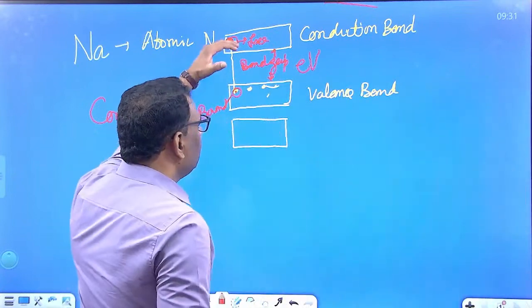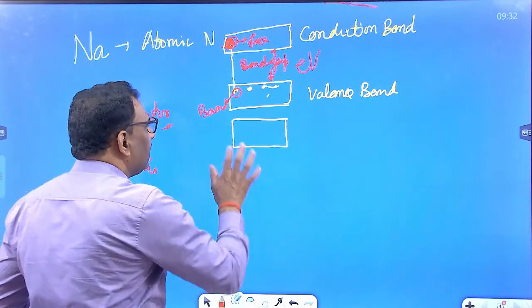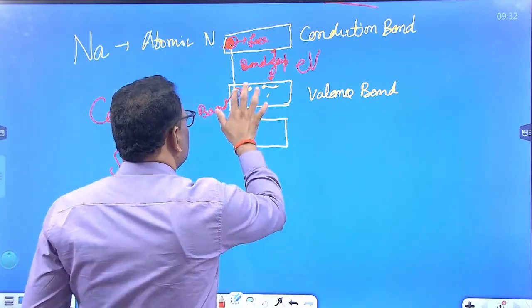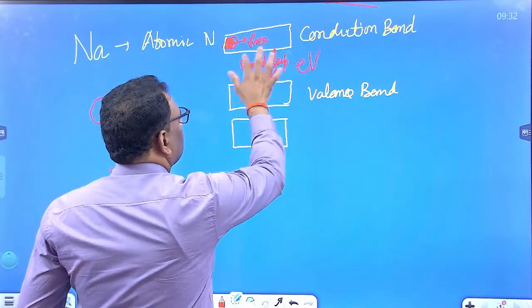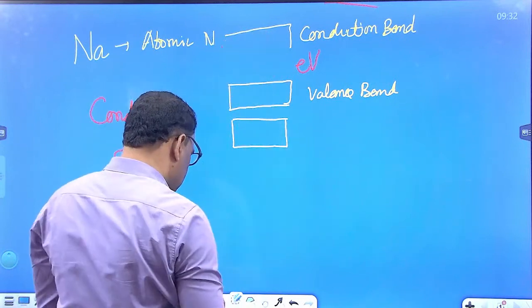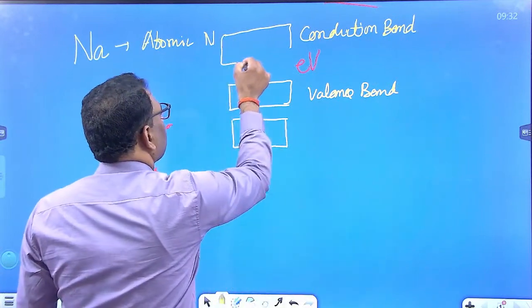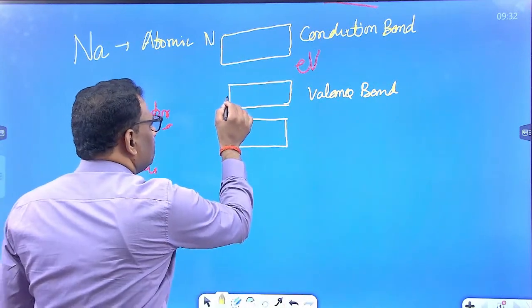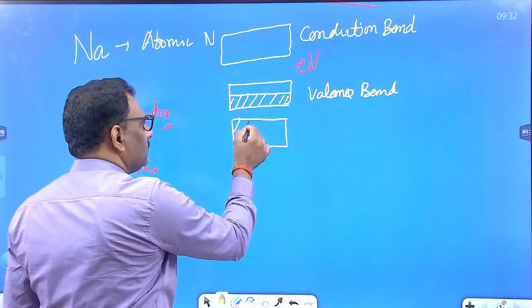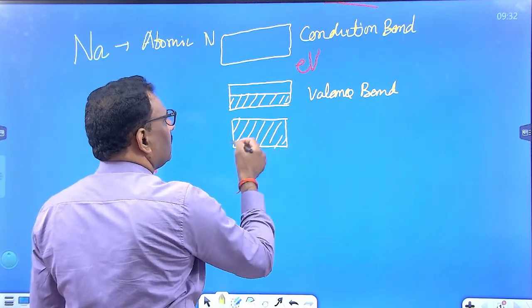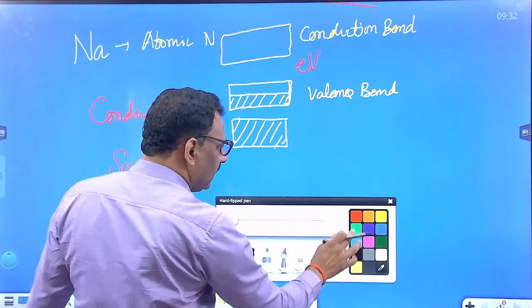If electrons come here, on the basis of this valence band, we can categorize these. So there are four possible situations. One situation is, say, this band is half filled. This is half filled.